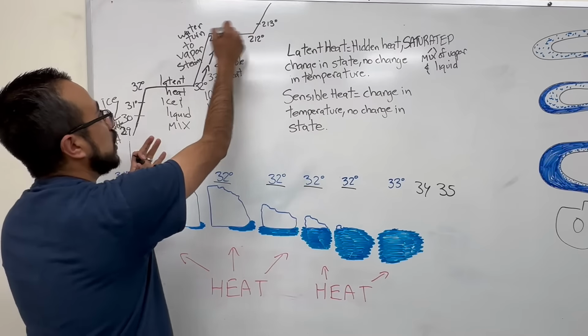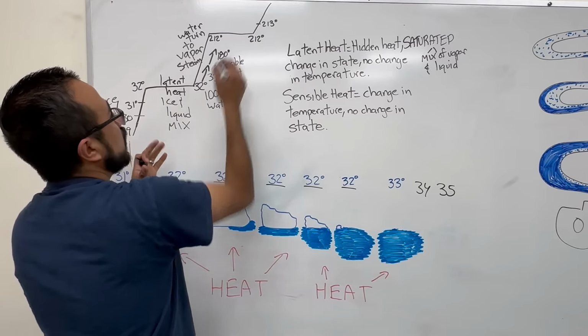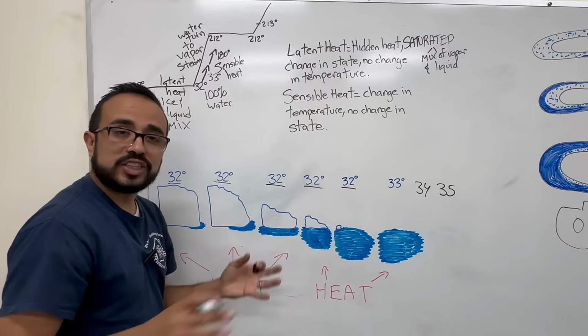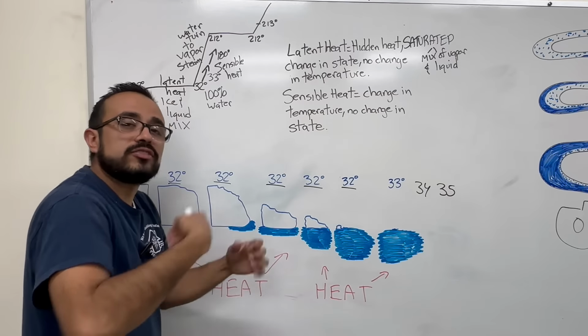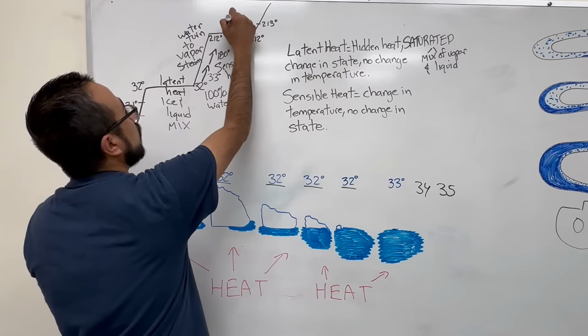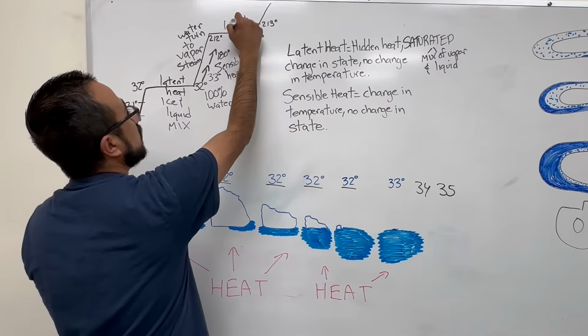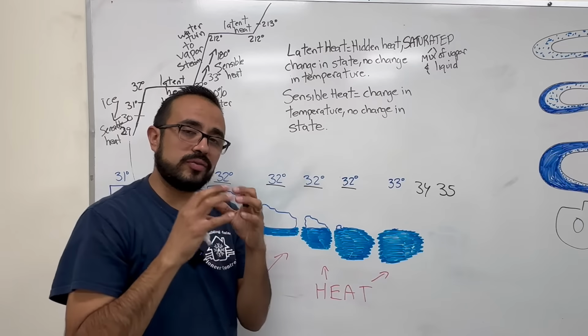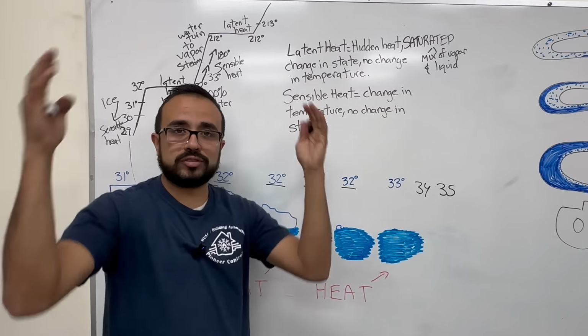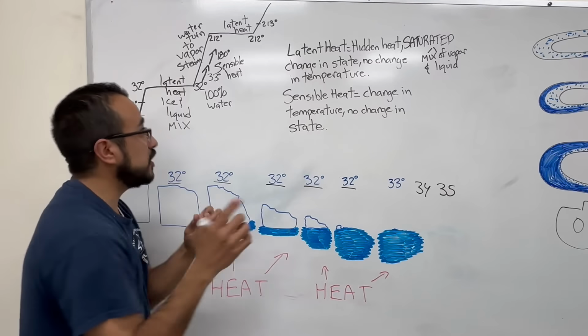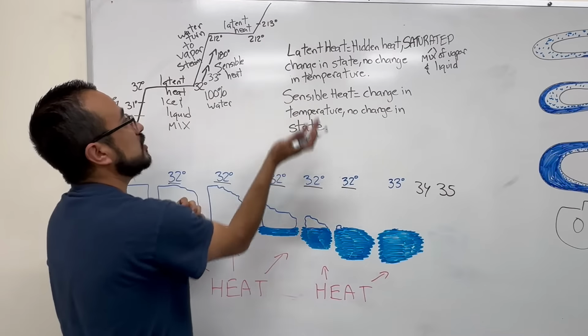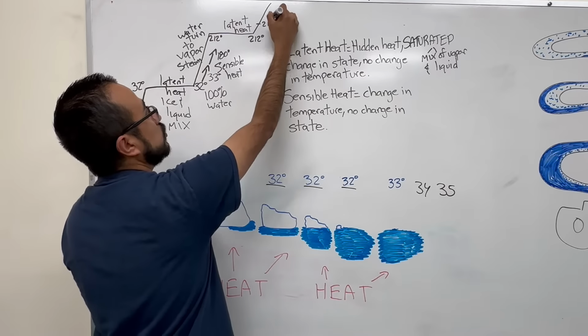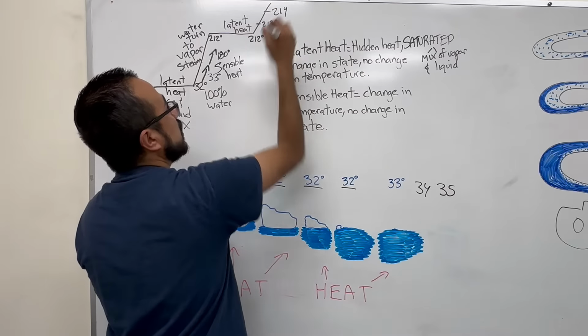But while it changes in that state, temperature does not change. You're changing state. Once again, this is latent heat. Guess what? Once that last molecule of liquid water turns to steam, it's 100% steam. Then I can continue increasing the temperature to 213, 214.